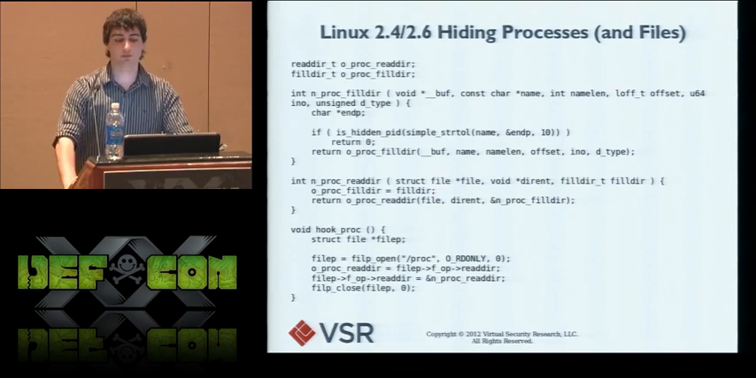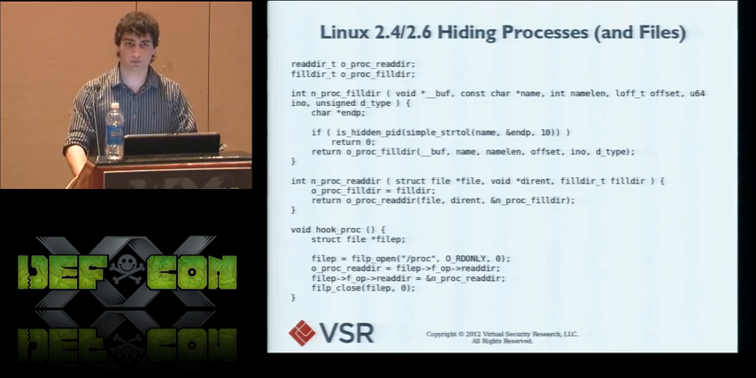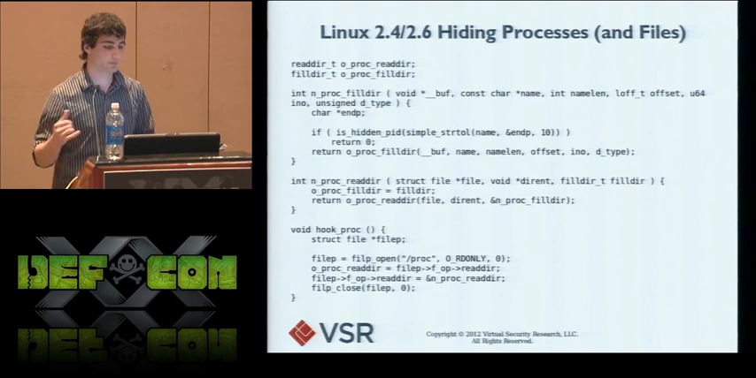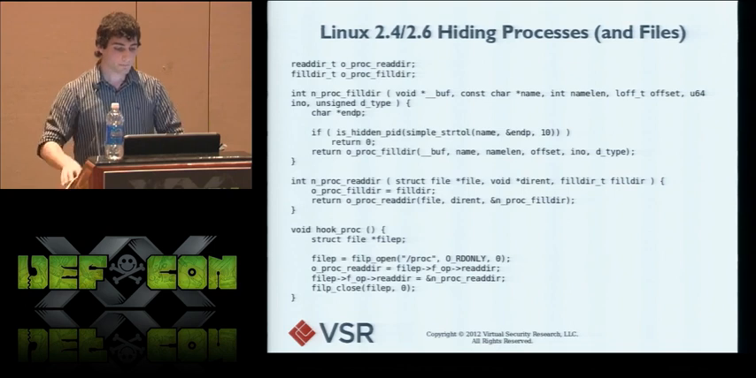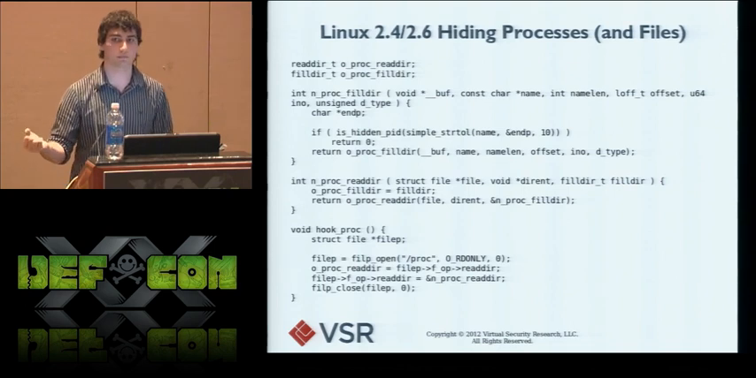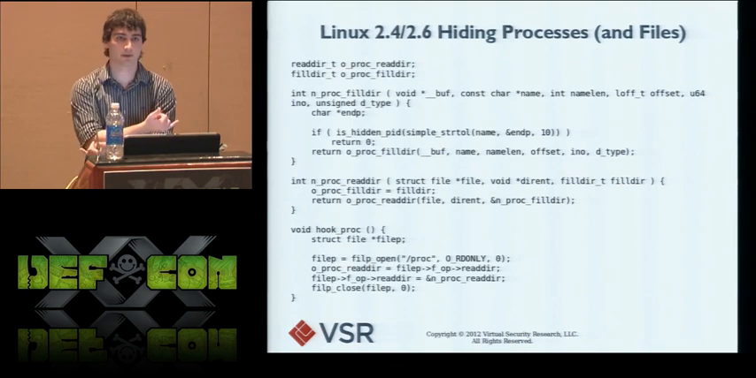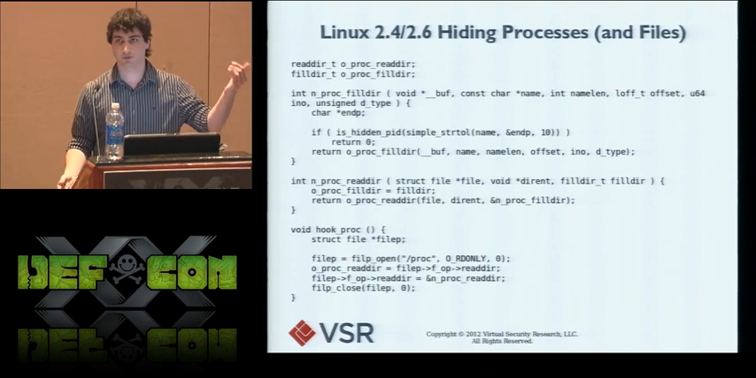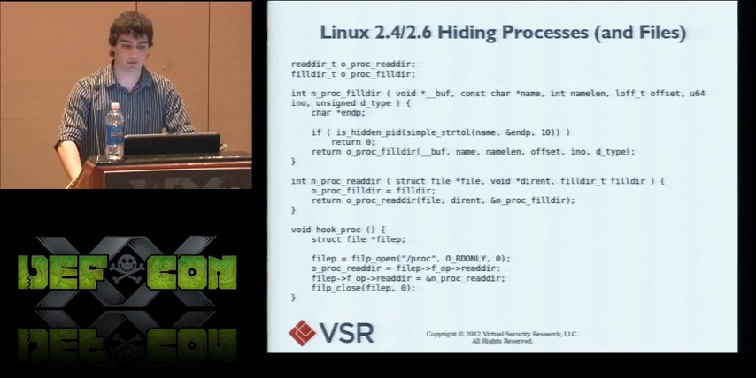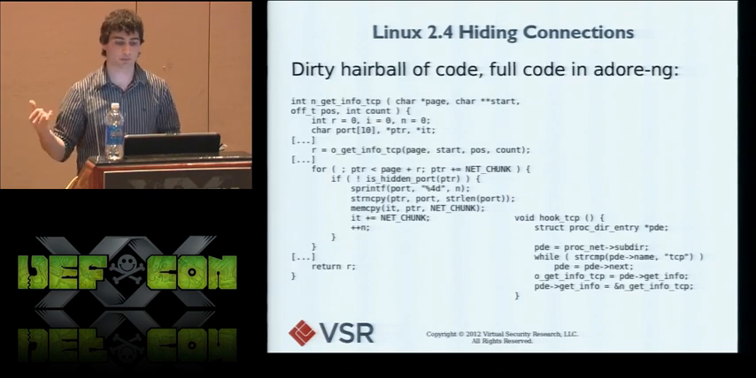So a quick look, how would we hide processes, and the same idea for files, on Linux 2.4 and 2.6? Again, it's simple. You simply open a file pointer to the /proc directory if you were looking to hide processes. You do some magic to find the readdir pointer within the file pointer structure. And basically, it's just a game of swapping out function pointers. You take the readdir pointer that's there and set it to point to your new function, which in this case is the nproc readdir function. It takes a pointer to a callback function called filldir, which we're going to have to replace.